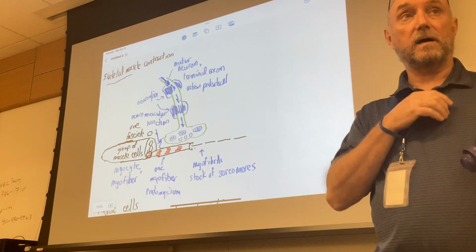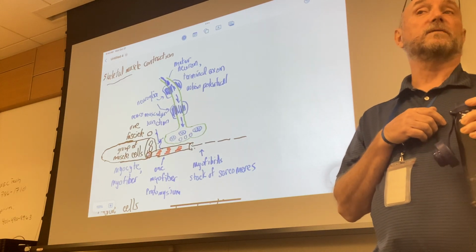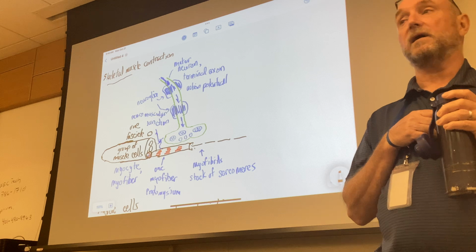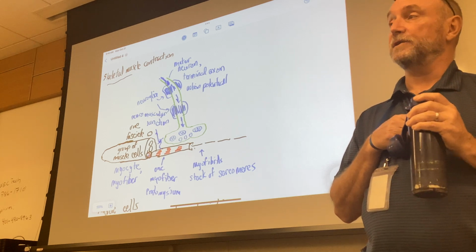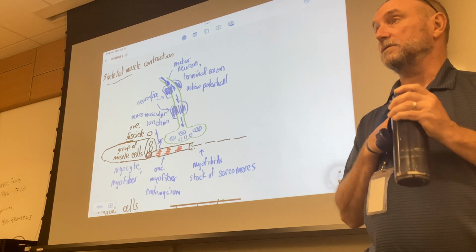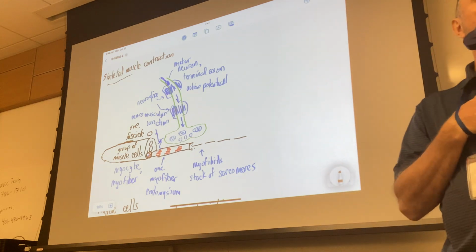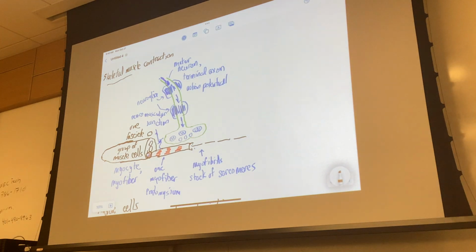Bound in a sarcomere. It's responsible for helping cover the active site on actin, and so it helps initiate a skeletal muscle contraction. And it works with tropomyosin.